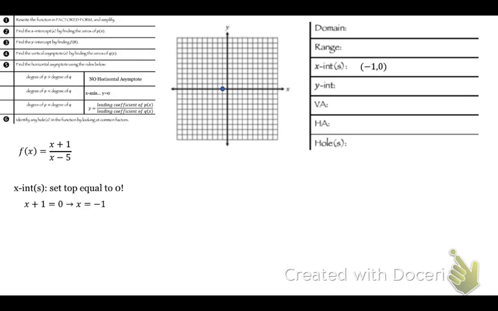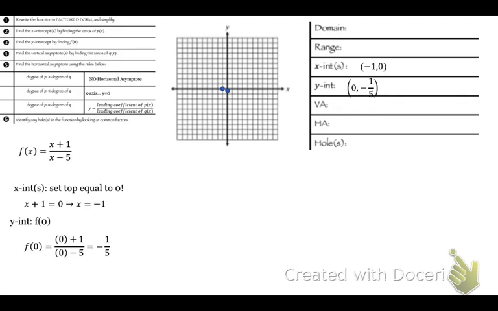Okay, now for my y-intercept, I'm going to do f of 0. So I'm going to plug 0 in for wherever there's an x. So that's going to be (0 plus 1) over (0 minus 5), which is 1 over -5, which is -1/5. So my y-intercept, which has to be a point, is (0, -1/5). And that's that point right there.